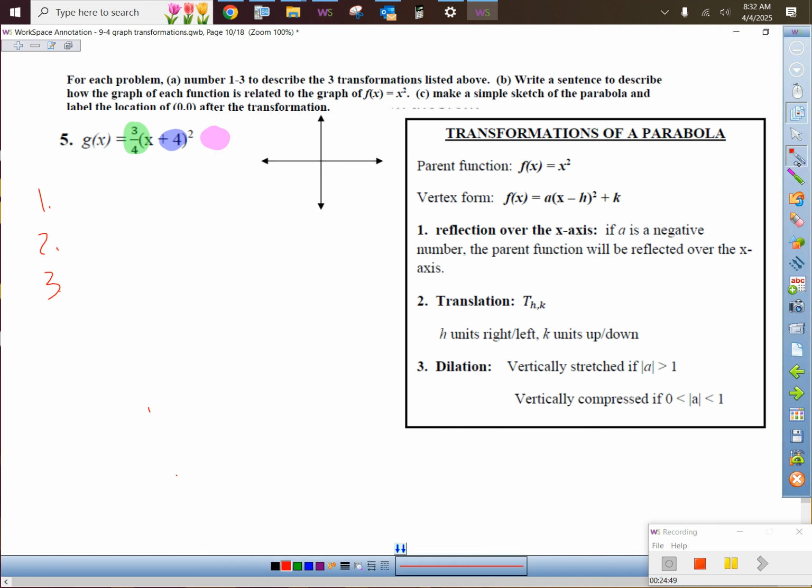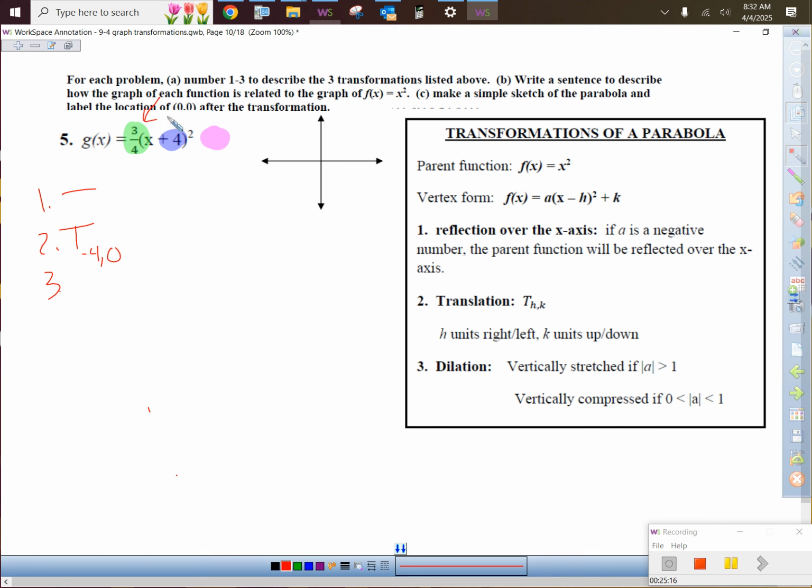So has this guy been reflected over the x-axis? What do you think, yes or no? Nope, because that number right there is still positive. So what's that mean? Parabola is going to open up still. Cool. Translated, this has got to come first. Do you want 4 or negative 4? Negative 4. And then how far up or down did it move? Nowhere, right? Nowhere.